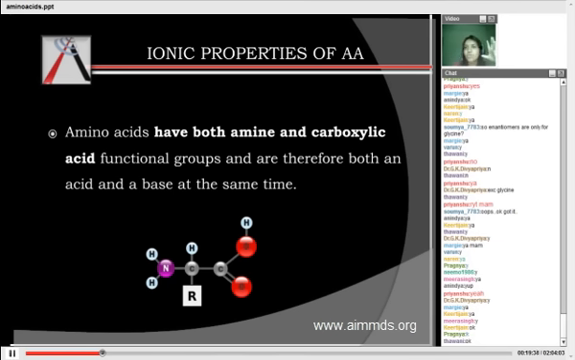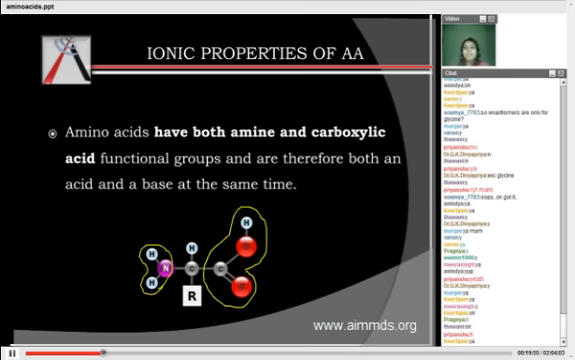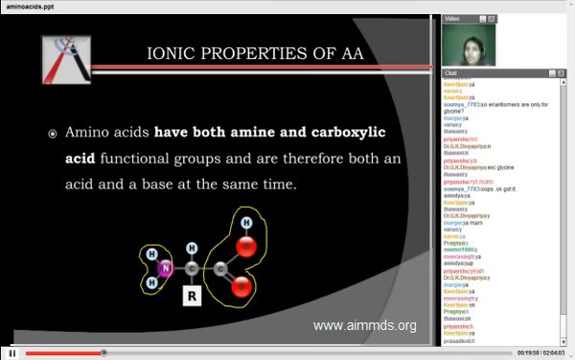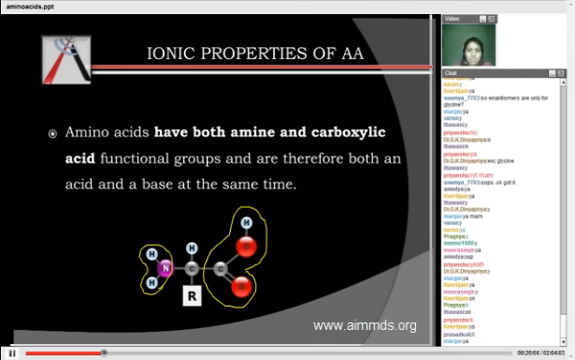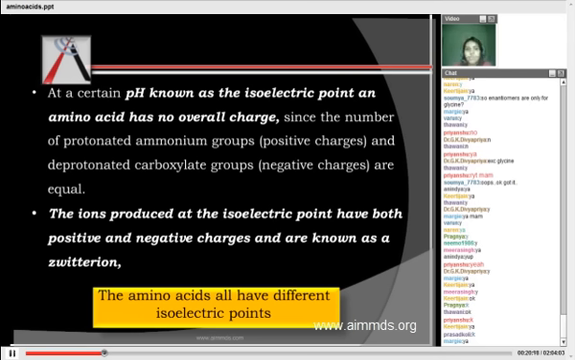Okay, now let's talk about the ionic properties of the amino acids. We have been discussing that amino acids have both an acid and a basic group. This is the acid group and this is the basic group. Since it has both acid and amine groups, now it becomes tricky. Its pH, its isoelectric point, all these things become tricky. We'll see how. It is both an acid and a base at the same time.